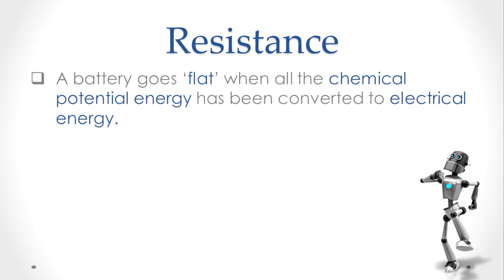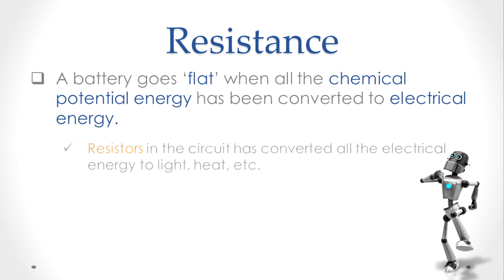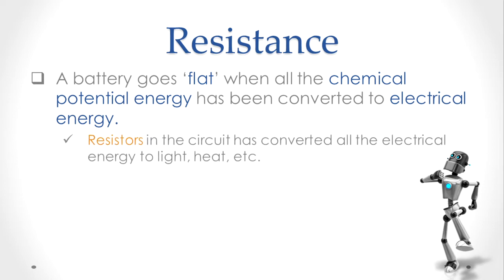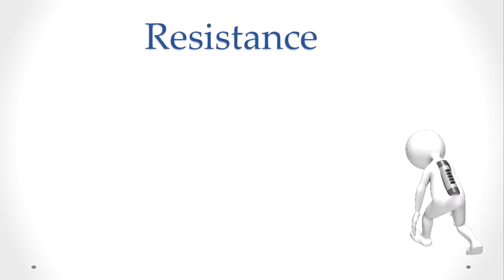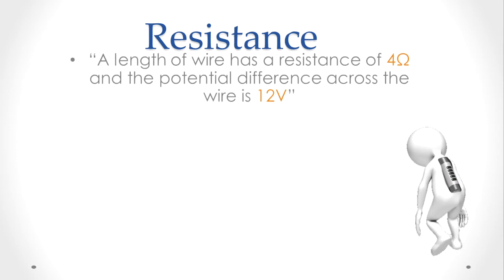So when a battery goes flat, as we like to say, what basically happens is all the chemical energy from the battery is converted to electrical energy, and that is because of the resistors in the circuit that have converted this electrical energy to other forms of useful energy that we require, such as light and heat.